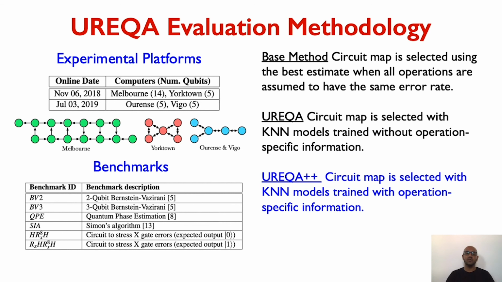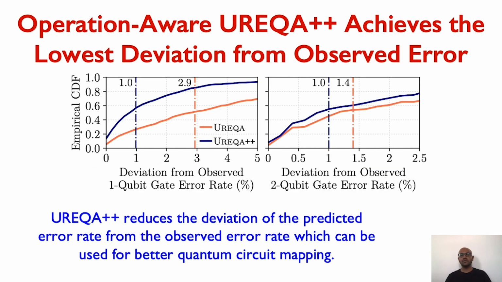When we look at the results from UREQA's evaluation, we see that the operation aware UREQA++ achieves the lowest deviation from the observed error. So if you recall, the goal of UREQA is to be able to predict what this observed error of operations would be. And the deviation refers to the percent point difference between the predicted error and the observed error.